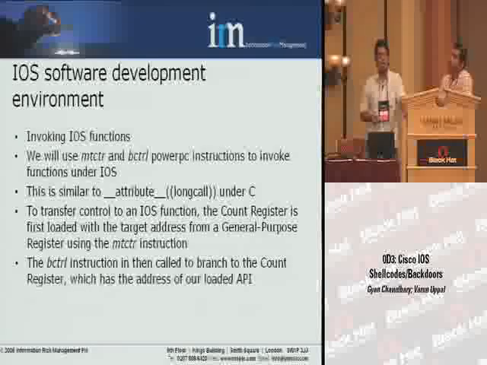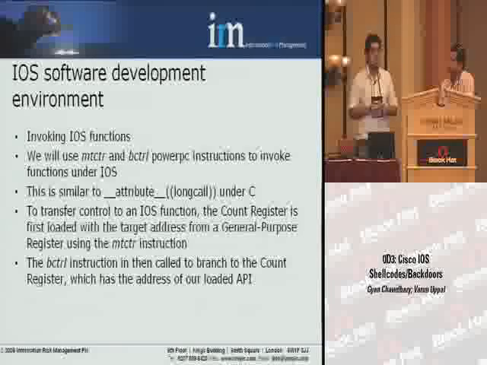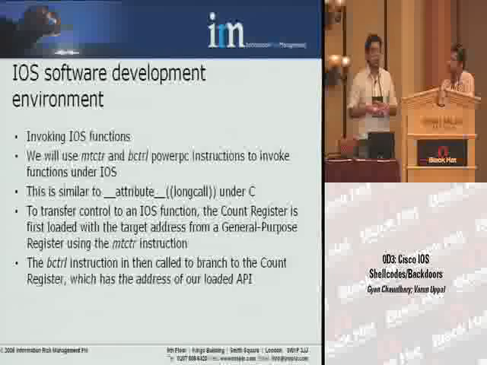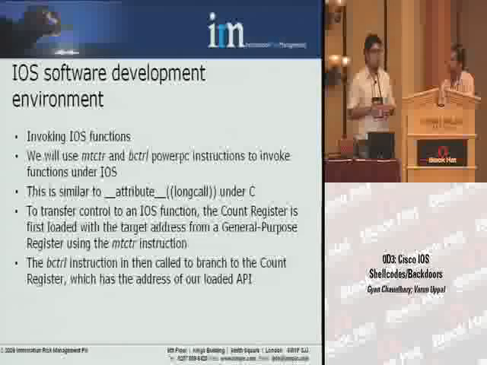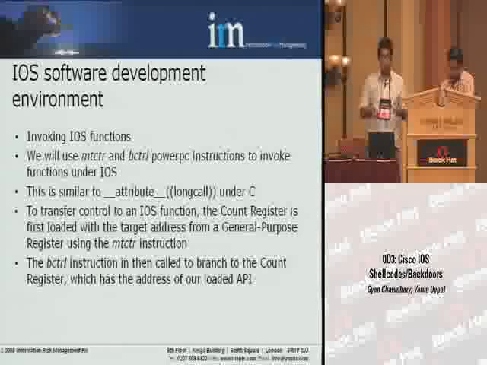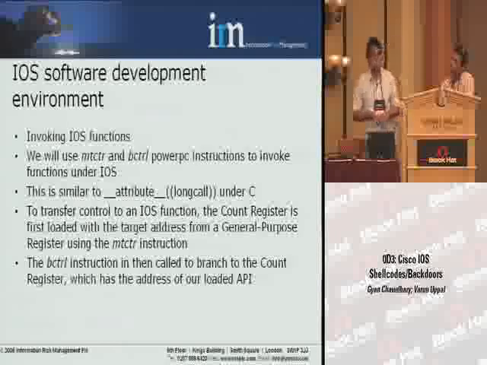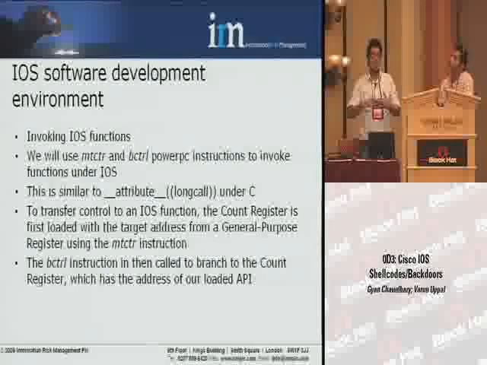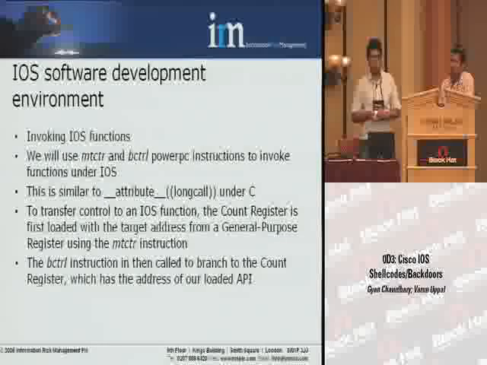Basically, in our case, we are going to be invoking software APIs within iOS, which will do all the job for us. It's just like Unix or Windows, where you call different functions to achieve your end result, which is a shell. So in this case, we use the mtctr and bctrl instructions. If you make a small C program and use the attribute long call, and look at the assembler output, this is how it looks.